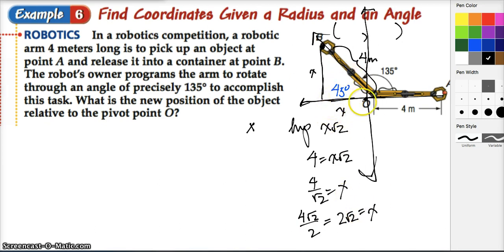But this is on the negative portion of the x-axis, so that's not 2 root 2, it's negative 2 root 2. And since the y value has to be the same size, that's going to be 2 root 2. And that is the location of this particular object from the pivot point. If we think of this as an XY axis, that would be it.